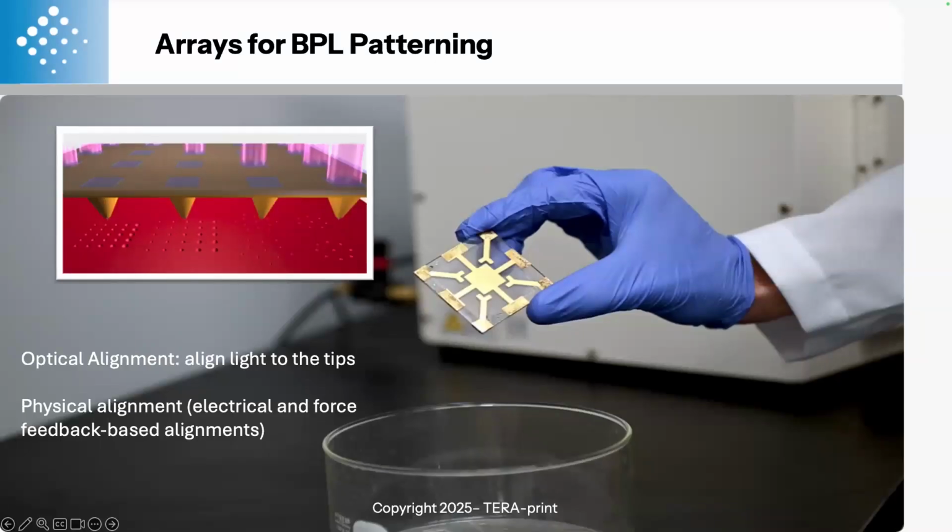And here's the image for the BPL patterning. You have an array, and this array you see in the image. You want to go through the first physical alignment to align the substrate to the array to make sure this substrate is in parallel condition to the array. Then you go through the optical alignment to align the light to the back of the tips.